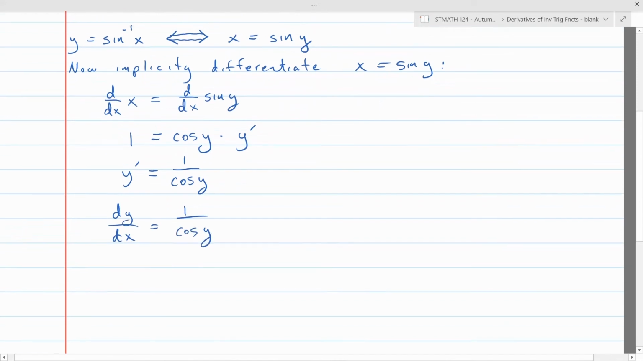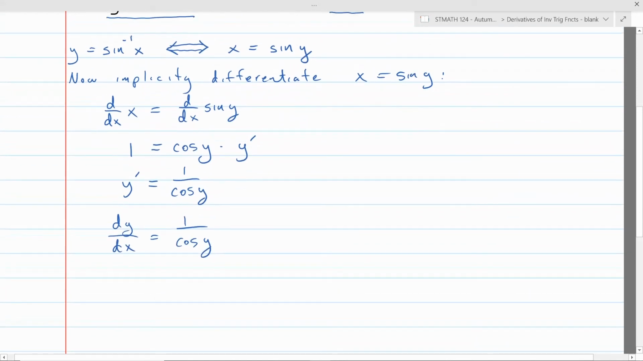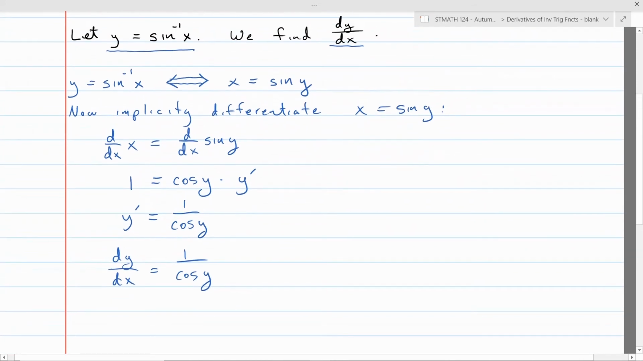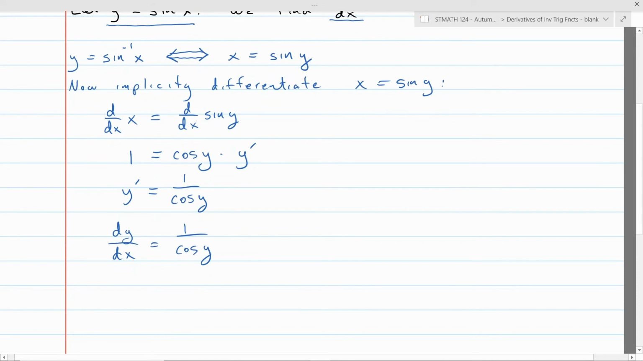Well, that's all well and good, and we're close to an answer, but the problem is the original function, y equals sine inverse of x, was given in terms of the variable x, and our derivative formula right now is in terms of y. So what we need to do is convert that back into the variable x. And to do that, we need to think about a picture, or we need to think about identities. There's a few ways you can go about it. Let me give you the algebraic way of doing it. You can also think about it geometrically.